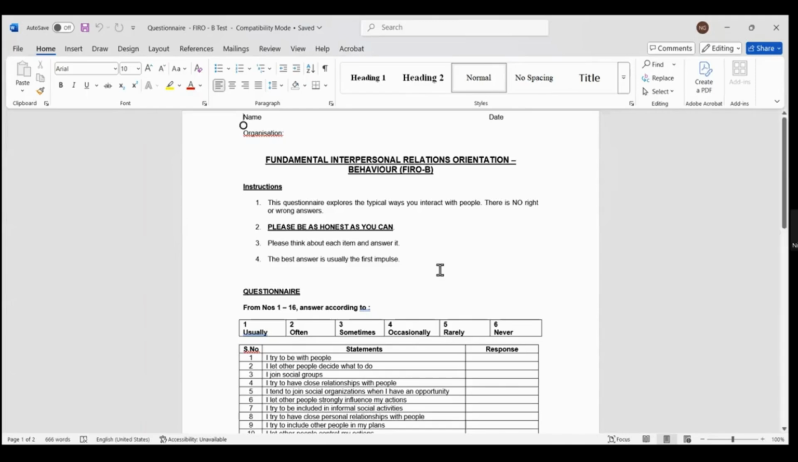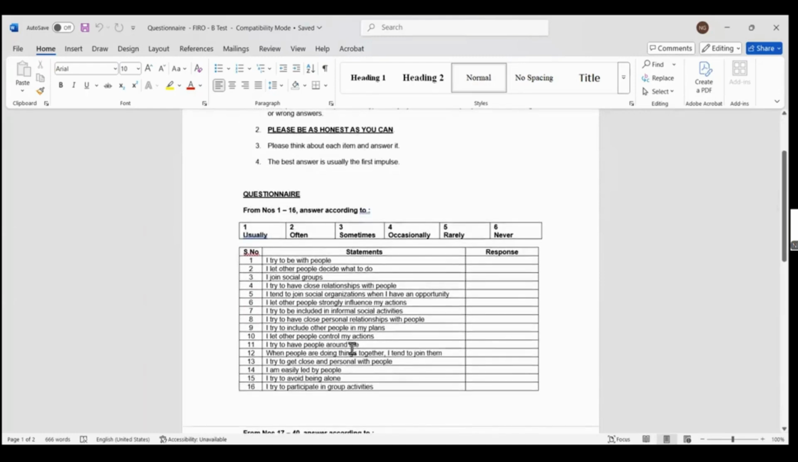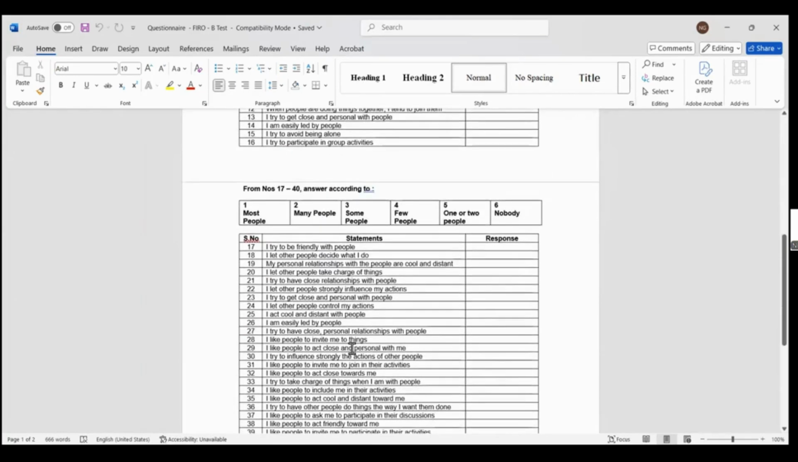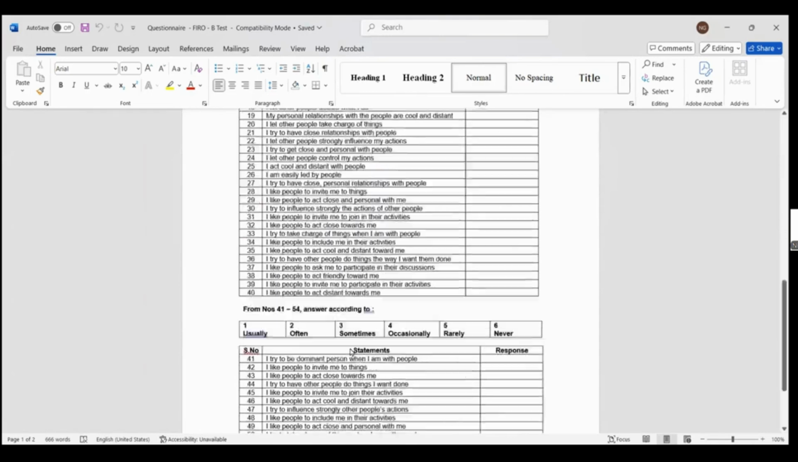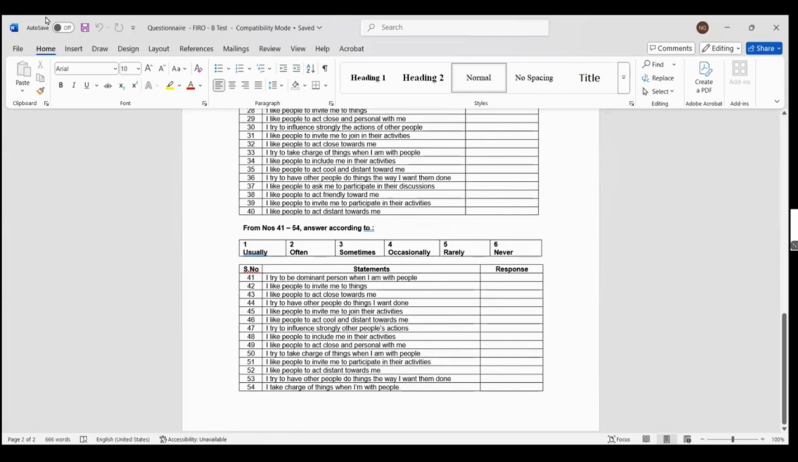Now, this questionnaire has 3 parts. If you can see, questions 1 to 16 are one part, 17 to 40 is another part, and 41 to 54 is another part. Just to show you how this instrument looks. But let me first give you a little understanding of the FIRO-B, and then take you back to that instrument. Okay.